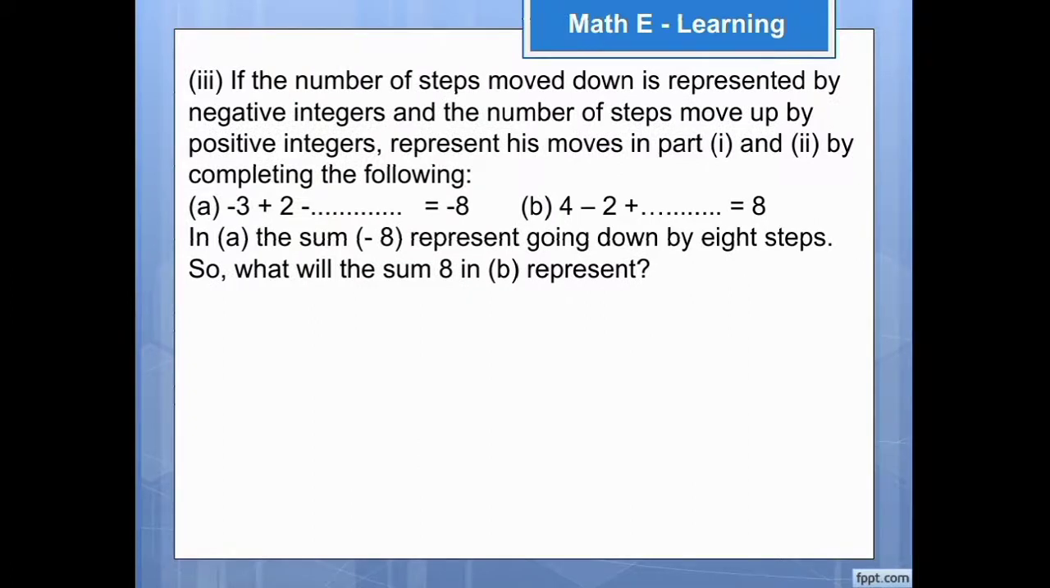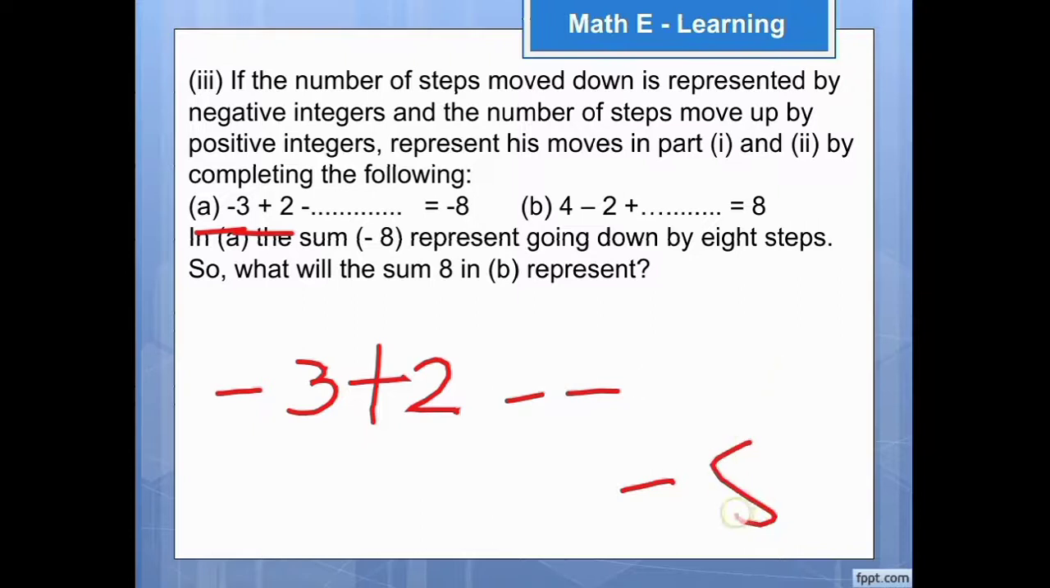Third question is, if the number of steps moved down is represented by negative integers and the number of steps moved up by positive integers, represent his moves in part 1 and part 2 by completing the following. First of all, you need to understand what is the meaning of A and B. Here one series is given, -3 plus 2. You have to iterate, or you can say repeat this series to reach the answer -8.